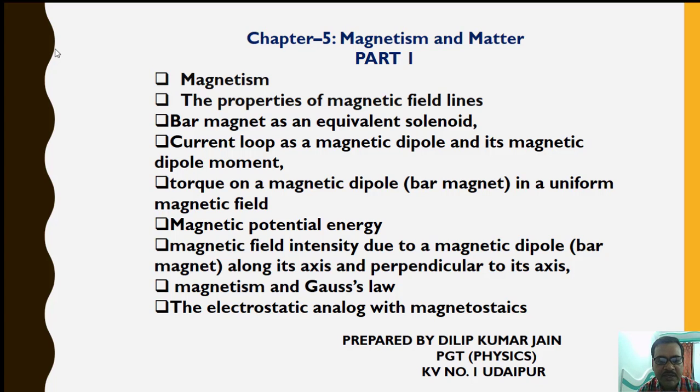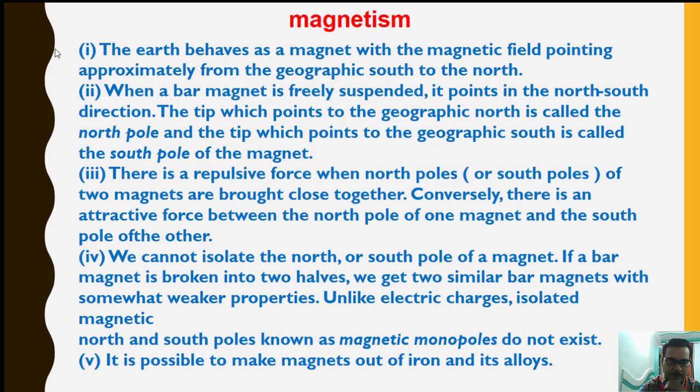Magnetic potential energy. Next, magnetic field intensity due to a magnetic dipole, that is bar magnet, along its axis and perpendicular to its axis. Magnetism and Gauss law. And last topic is the electrostatics analog with the magnetostatics.